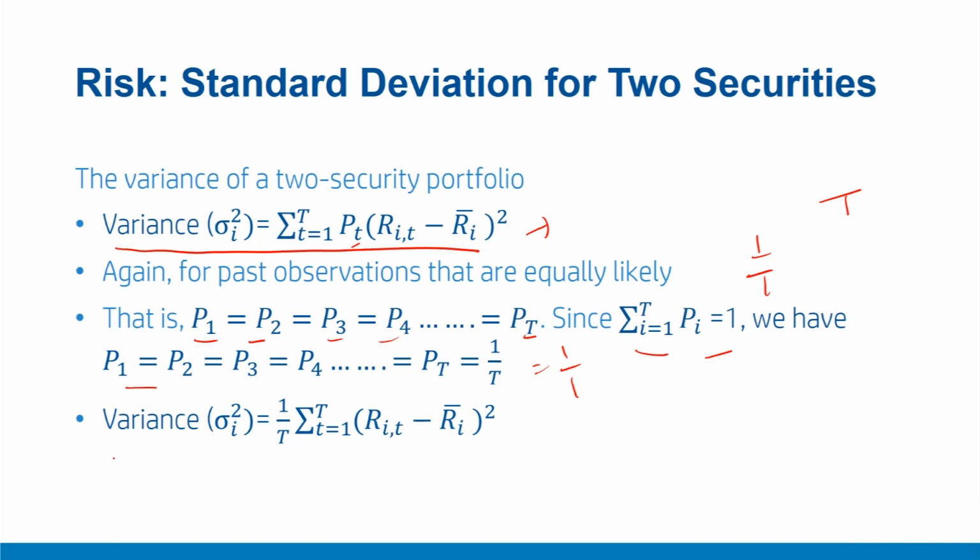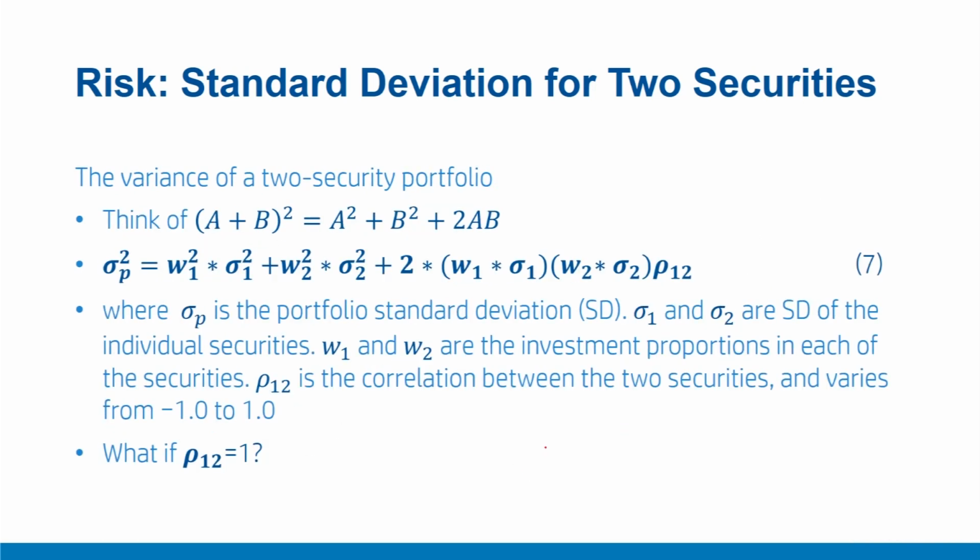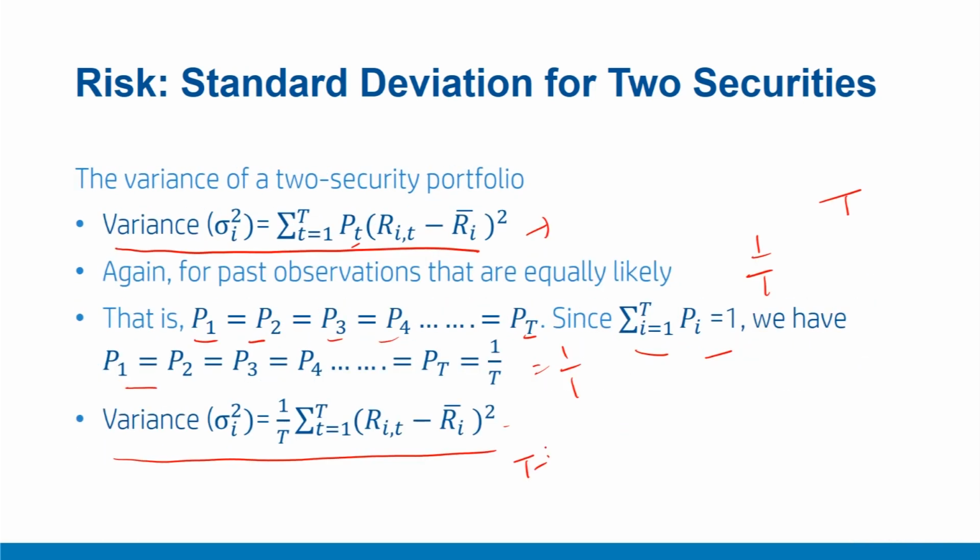In this case, the variance of the security can be easily computed with this formula: summation of (R_it minus R_i bar) raised to the power 2, divided by T. In some of the textbooks, they also note that since we are working with samples, instead of using T, they would be using T minus 1.